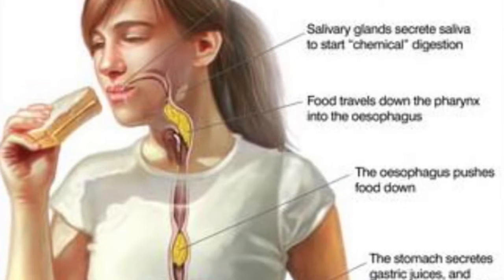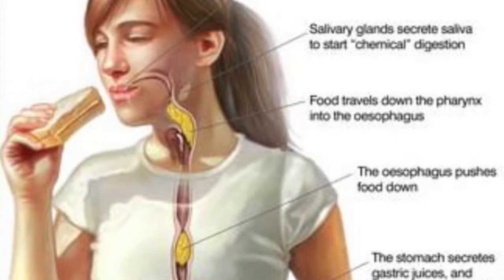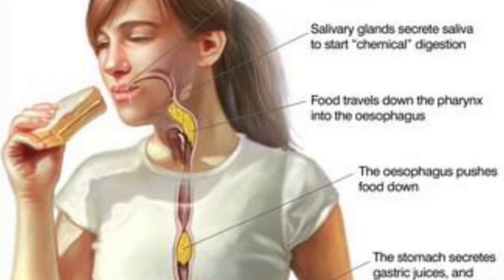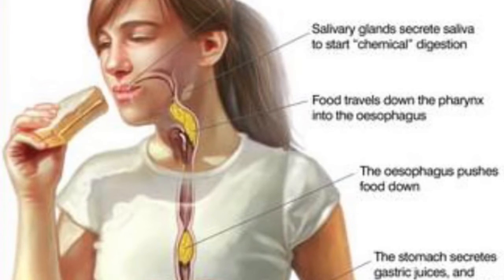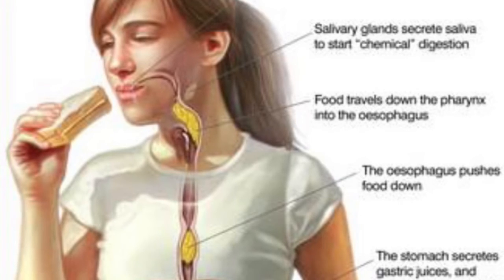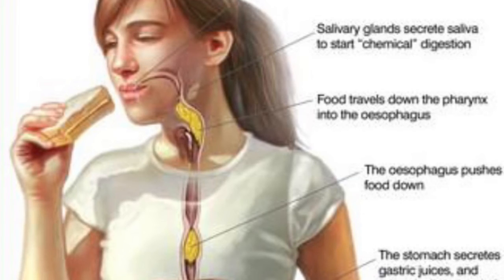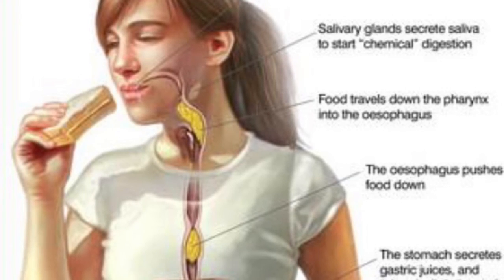Then, the liver secretes bile to help fat digestion. The small intestine completes digestion. Then the large intestine absorbs water, salt, and some vitamins. And finally, the rectum stores feces until it leaves the body through the anus.